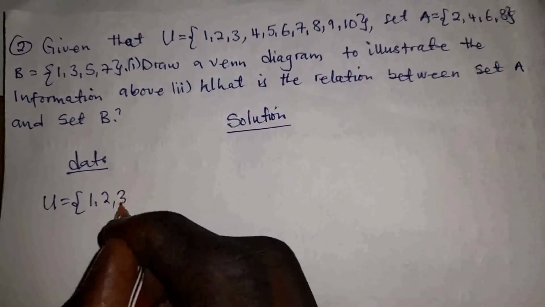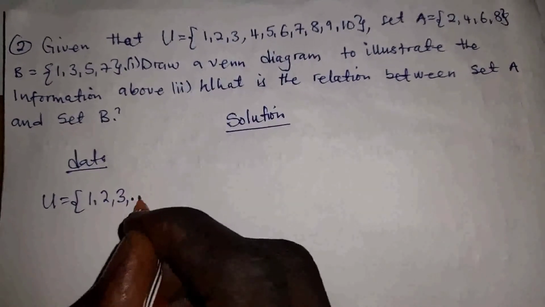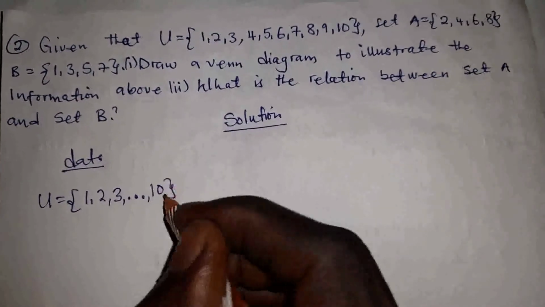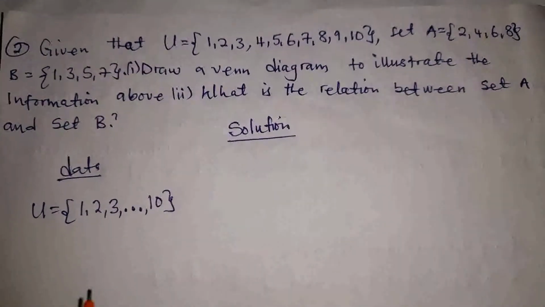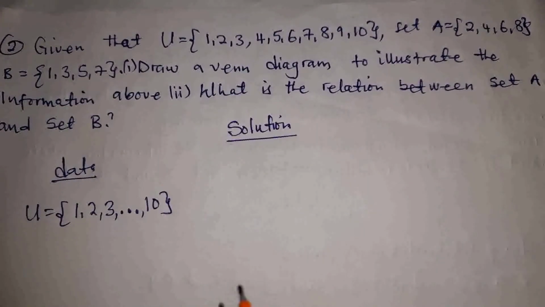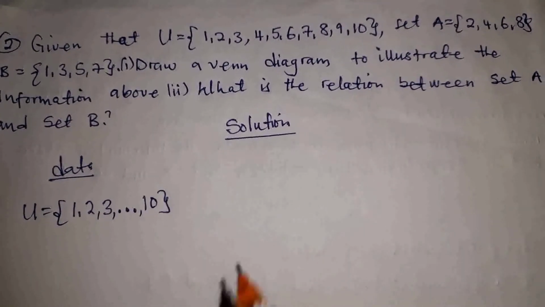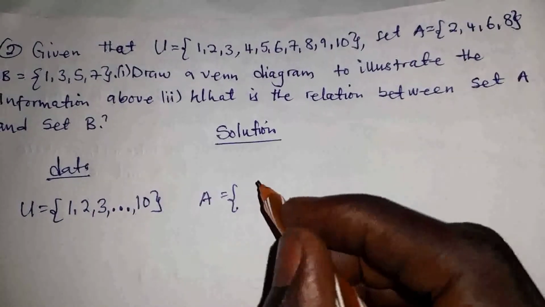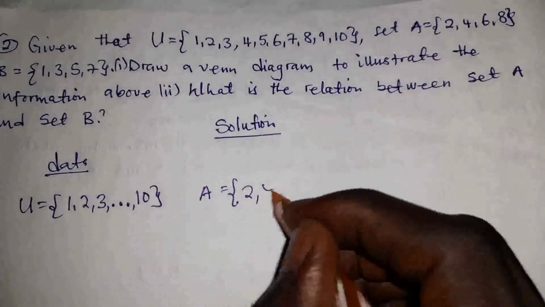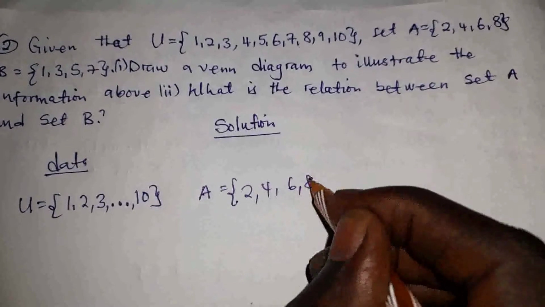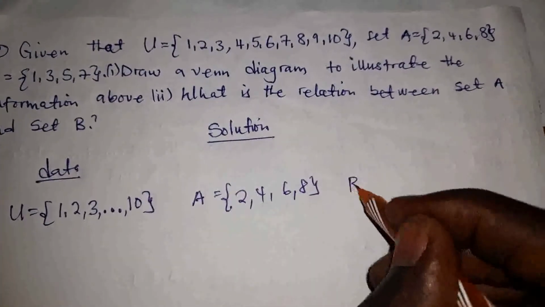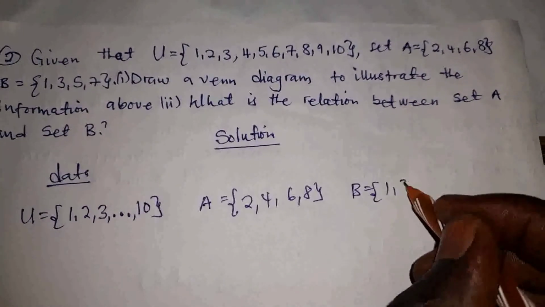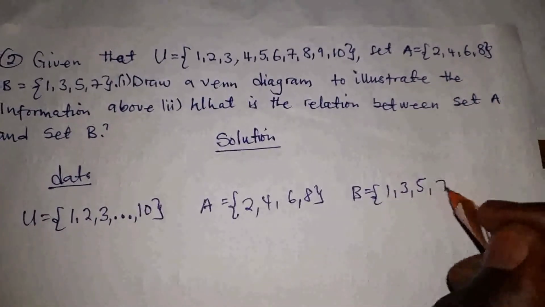1, 2, 3, dot dot dot, comma. The last one is 10. So these 3 dots are telling us it continues from 3, 4, 5 up to where? Up to 10. Now what do we have? Set A we have 2, 4, 6 and 8. Set B we have 1, 3, 5 and 7.